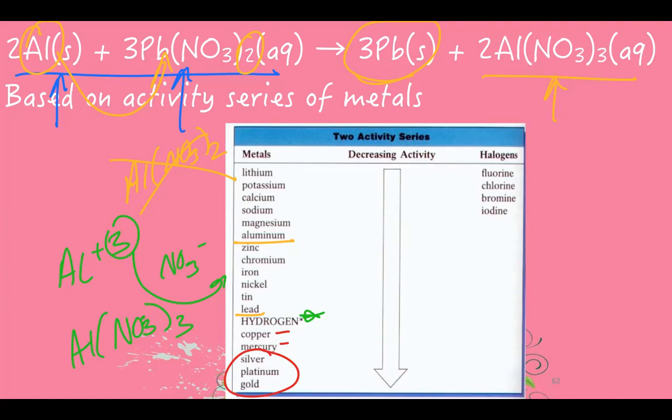So the metals are the most common. The halogens have their own activity series, but it's really quite easy because this is exactly the order they are on the periodic table.